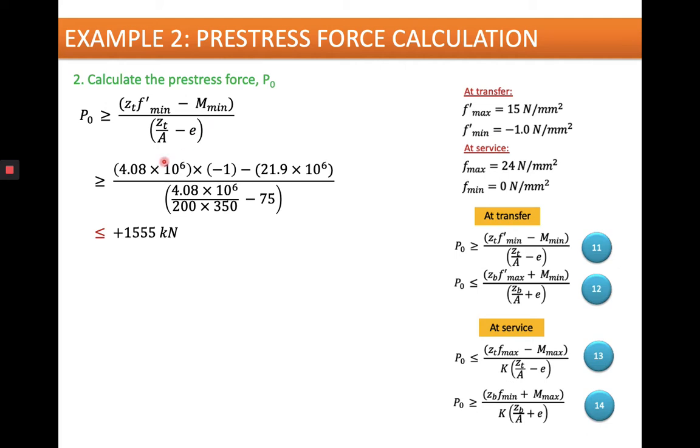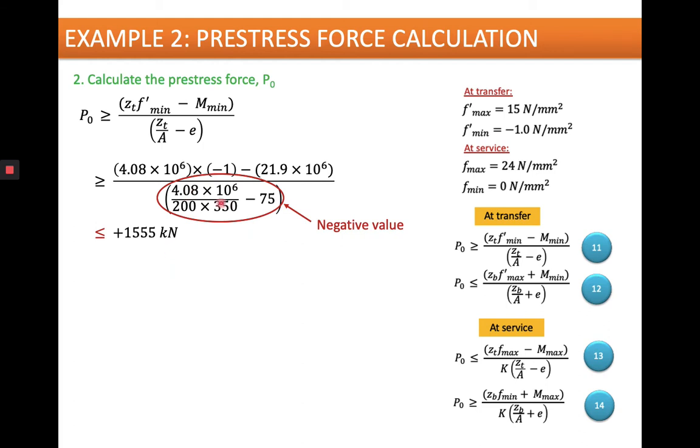We can substitute all the values. We have ZT, then we have F prime minimum, which is the limit at transfer. So we have the tensile stress limit, which is -1, then minus 21.9, which is the M minimum that we have calculated earlier. Divide by ZT over A minus E. The value that we have here is 1555 kilonewton, positive.